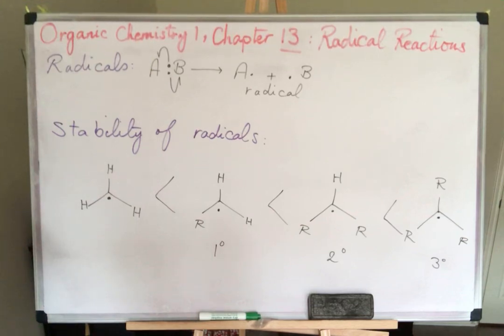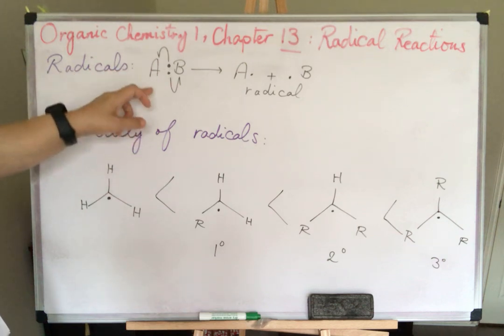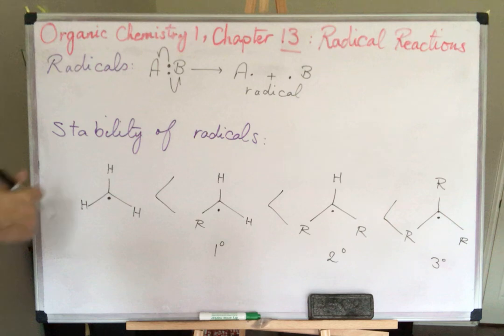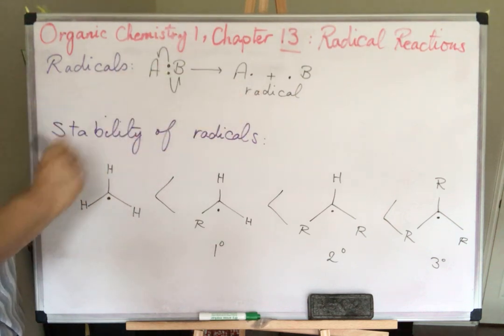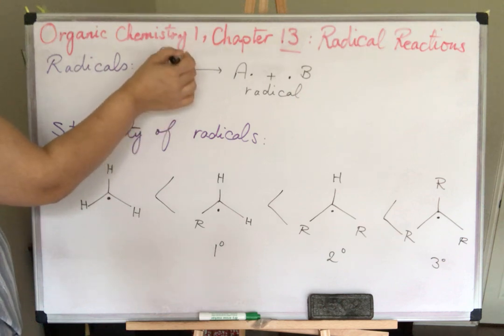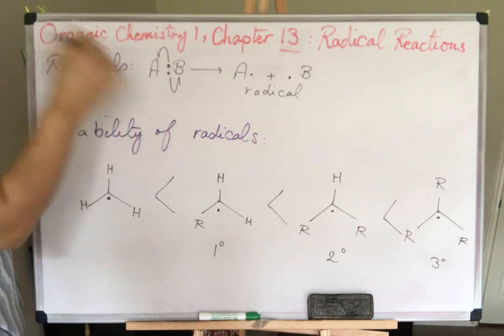Chapter 13, last chapter in Organic Chemistry 1. It talks about radical reactions, so we first need to know what a radical is. You remember when we have homolytic breakage of the bond, we will end up having radicals. You should be able to remember this process.